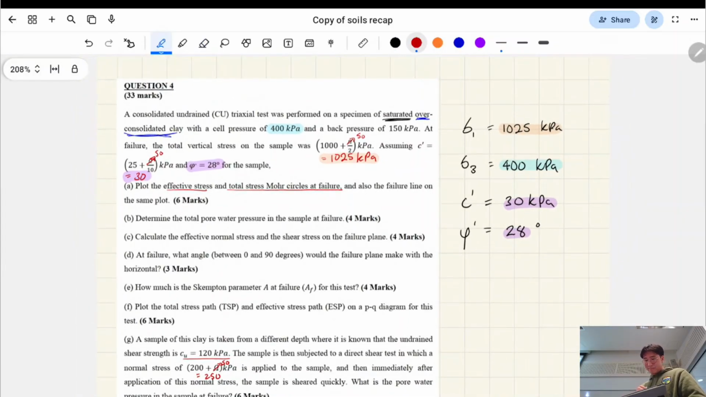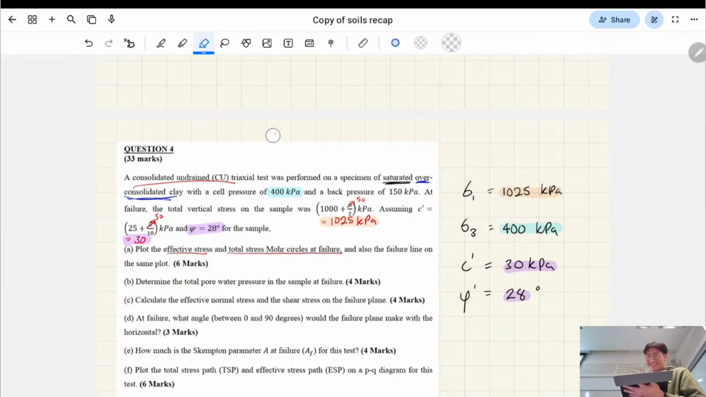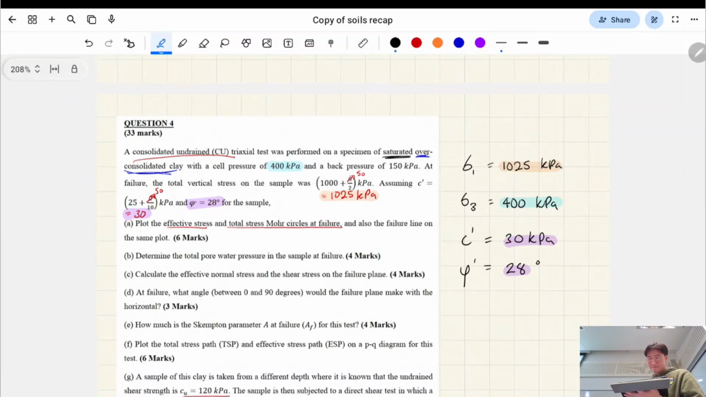There are many different, there's three actually, three types of triaxial tests. You have consolidated undrained, which is what we're going to cover. There are other ones basically. Yeah, this is the one we're going to cover.